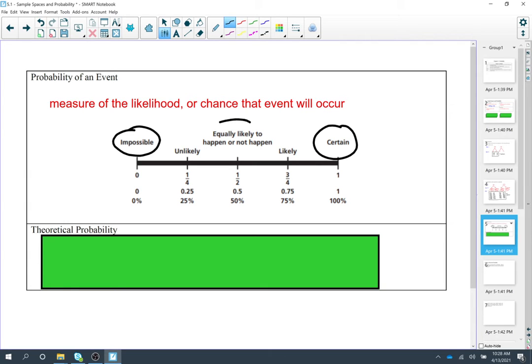In the middle, equally likely, 50%. And then to the left of that, we have unlikely, which is about 25%. And to the right of that, we have likely, which is roughly 75%.